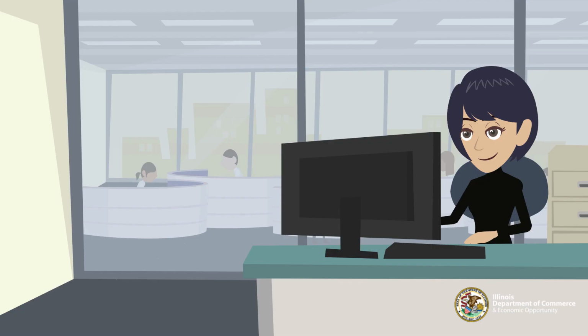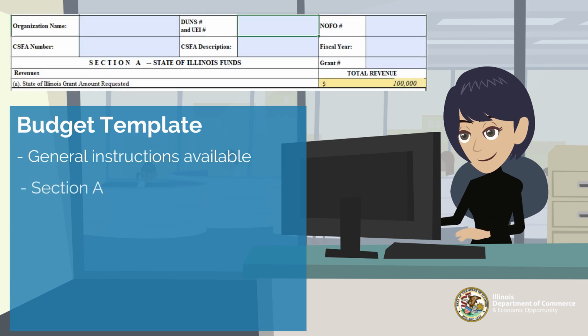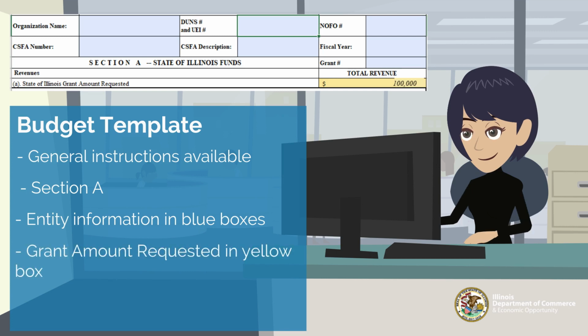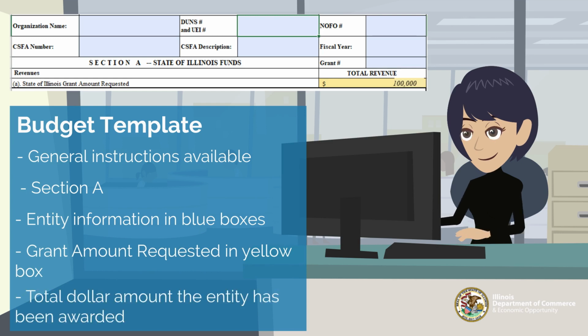When opening the budget template, the first tab provides general instructions to complete the budget template. For the tab section A, grantees will input their entity information in the boxes that are highlighted in blue. For competitive grant programs, the CSFA field should be pre-populated. Next, you will complete the State of Illinois Grant Amount Requested box that is highlighted in yellow. The Grant Amount Requested box is the total dollar amount of the grant that your entity has been awarded.